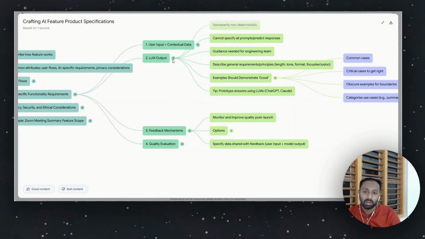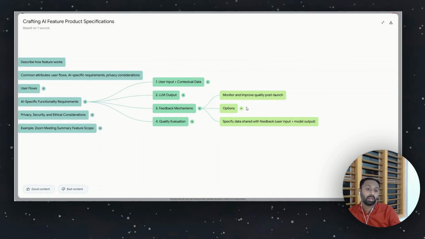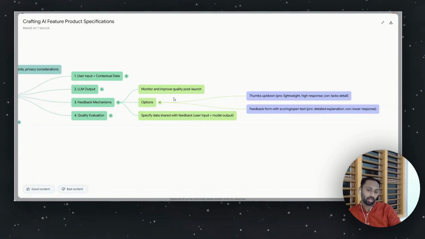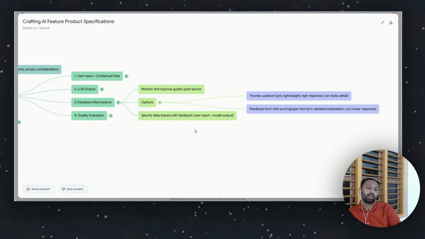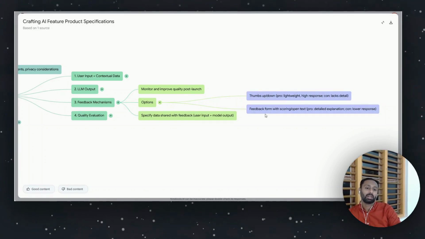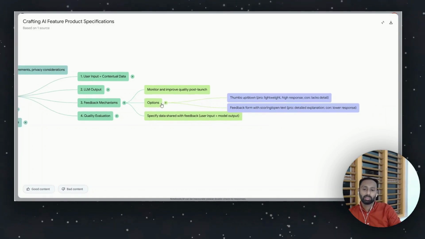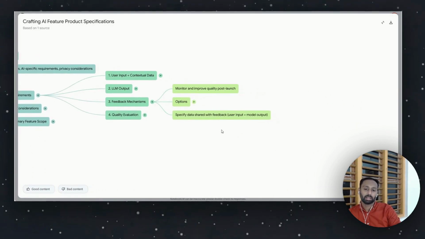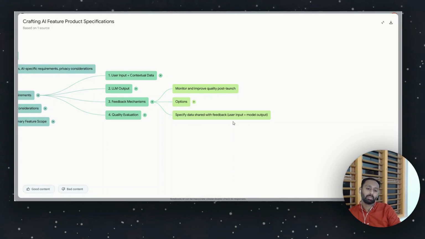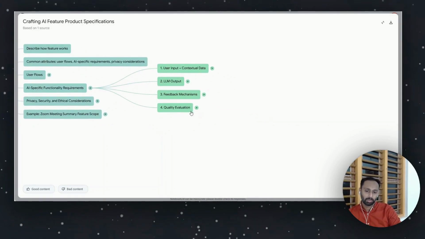So for example, let's look at this. How do you monitor and improve quality post launch? What are the mechanisms to monitor the whole thing? Whether it's a thumbs up, thumbs down, feedback form with scoring, open text, all these things should be kept open so that you can collect, yeah, specify data shared with feedback, user input, model output. So all these things need to be thought through.